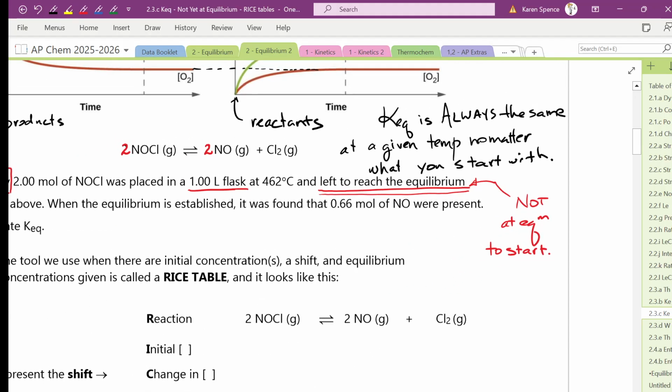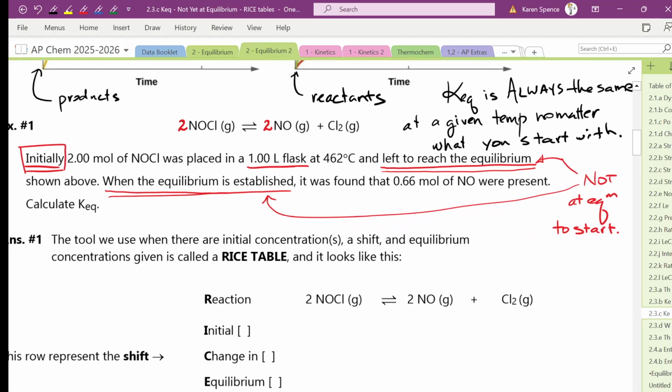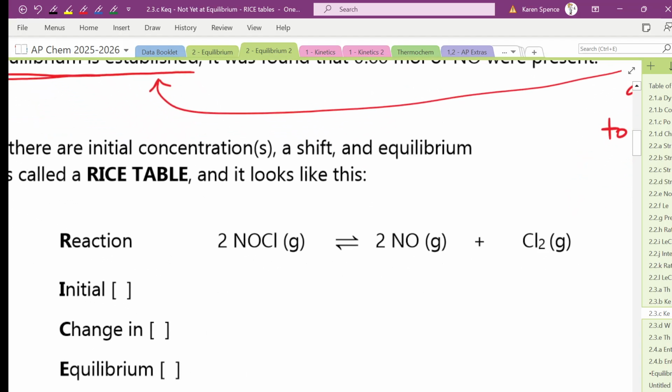When equilibrium is established, this is another thing that tells us we were not at equilibrium to start with. It was found that 0.66 moles of NO were present. Calculate the KEQ. Well, what we're going to do is we're going to say, okay, this quantity here, this 2 moles of NOCl in 1 liter, that is an initial quantity. And we're going to set up our rice table.